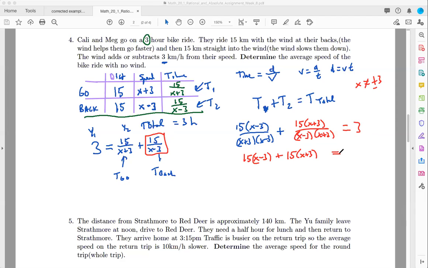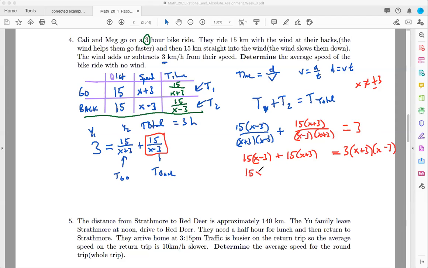equals, now we multiplied this, so these will cancel, this bottom will cancel, but it will be multiplied by this on the other side. So 3 times x plus 3, x minus 3. Now this is a quadratic equation that you can solve. All you need to do is expand.